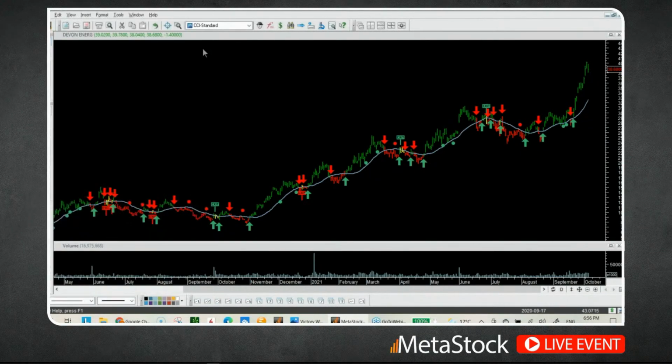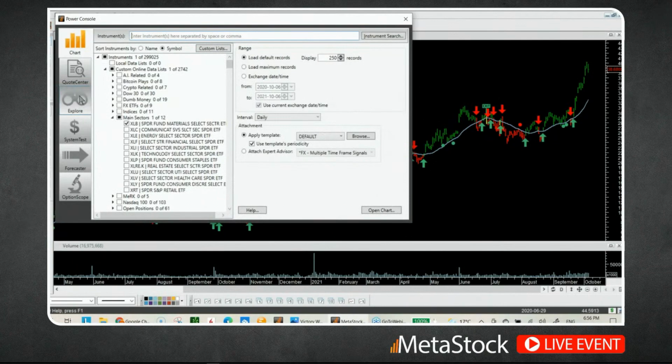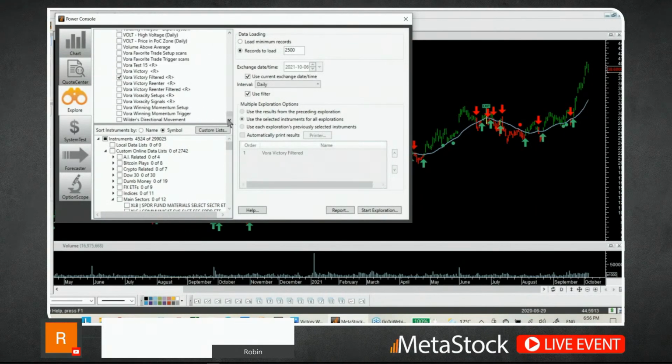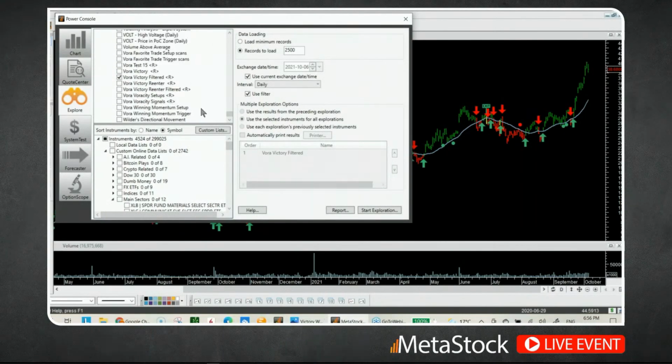Very helpful. And lastly, if you go to the power console, the P here in the top left, go to the Explore tab. The top section here is where you're going to select the strategy you want to scan for. It's in alphabetical order, so go to the bottom. Here are all my scans.